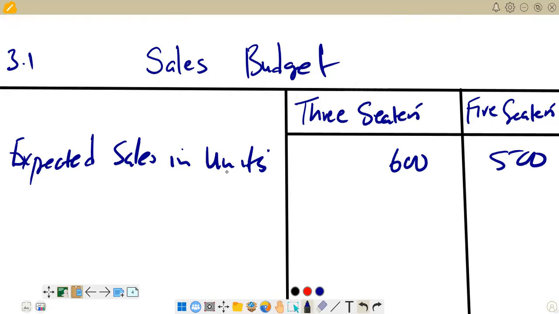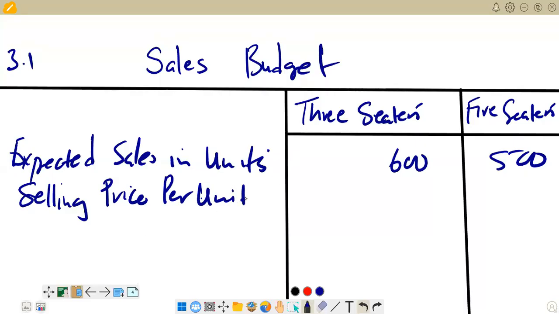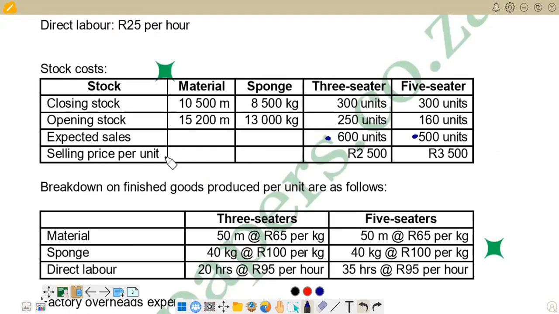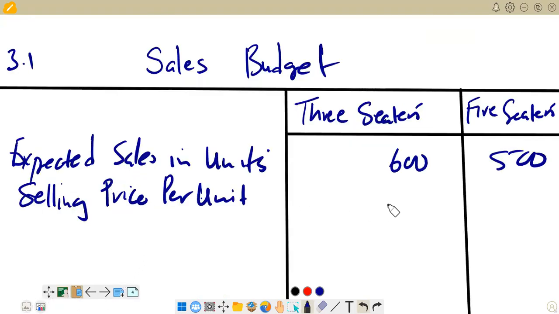Then from there, we now want to see the selling price per unit. On selling price per unit, you are going to see again in the question what we have. We go back to check those selling prices. We are given them here. Selling price per unit, we have got 2,500 rands for the 3-seater and 3,500 rands for the 5-seater. So we can go back to enter those figures in the appropriate columns. Here we have got 2,500 rands, and on 5-seaters, we've got 3,500 rands.